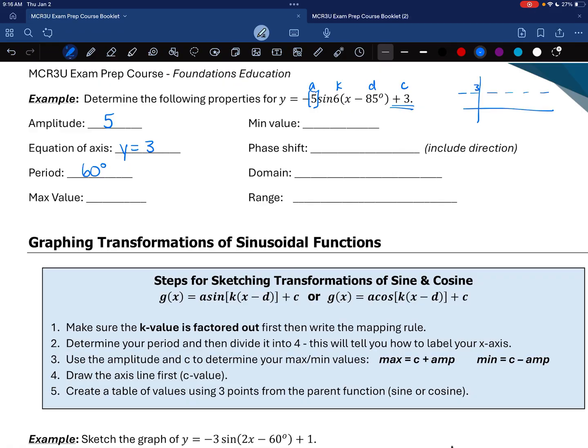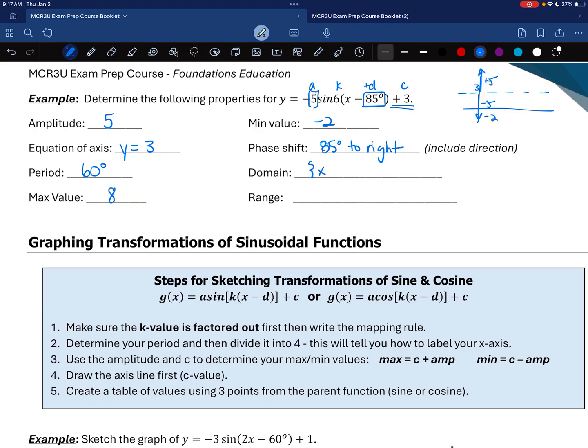So there's 3, and our amplitude is 5. So if I'm going up 5, my max value is 8. And then if I'm going down 5, 3 minus 5 is -2. My min value would be -2. The phase shift is given here. This is a positive D value of 85 degrees, so we're going 85 degrees to the right.